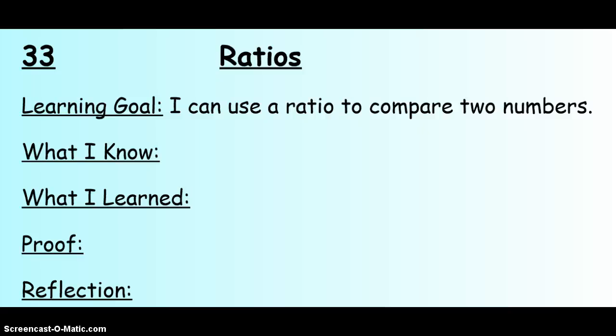Today we're going to start a new unit on ratios. In your notebook, under page 33, for the table of contents, write down ratios as your topic. Then turn to your next clean page in your notebook to write down today's learning goal. Today's learning goal is I can use a ratio to compare two numbers.